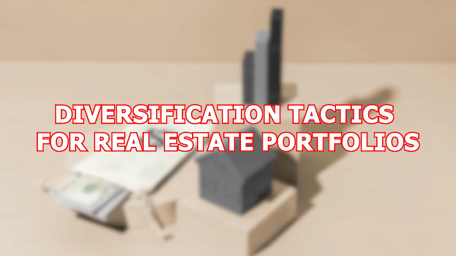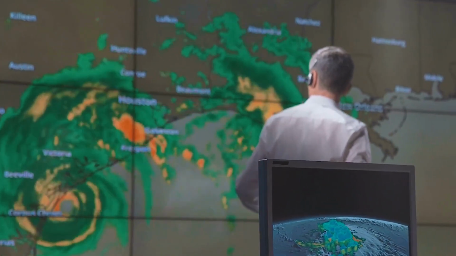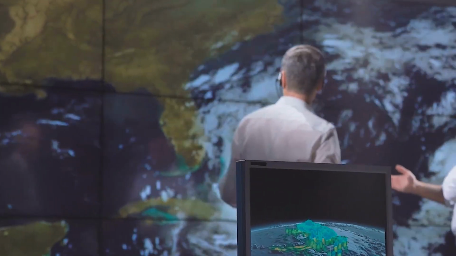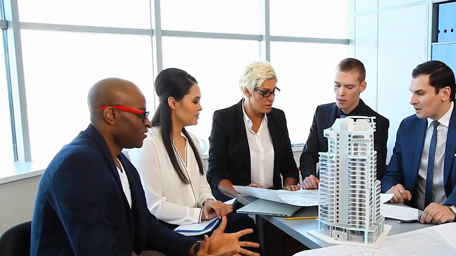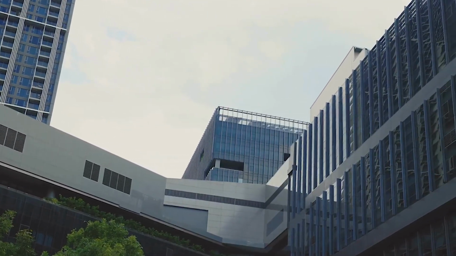Diversification tactics for real estate portfolios. In real estate, diversifying your investments is more than just a smart move. It's a crucial strategy for managing risk and maximizing returns. Investing in different types of properties such as residential, commercial, and industrial helps spread risk. Each type behaves differently in various market conditions, so a mix can protect you from downturns in any single sector.